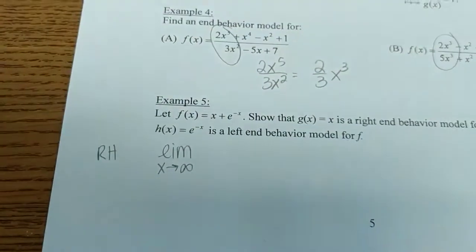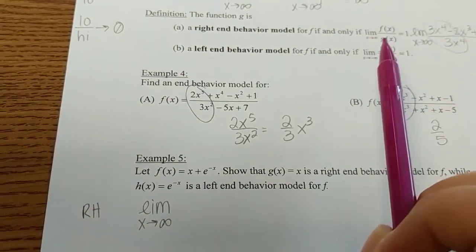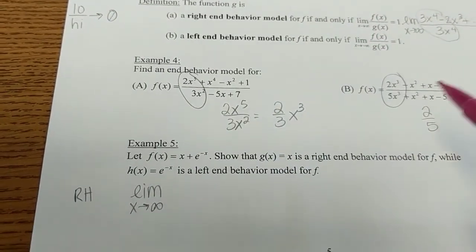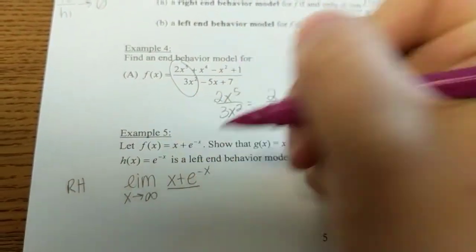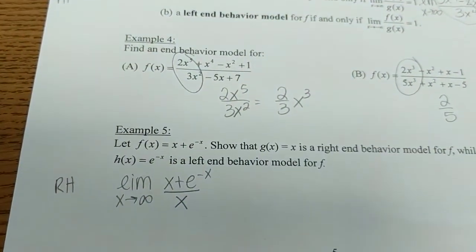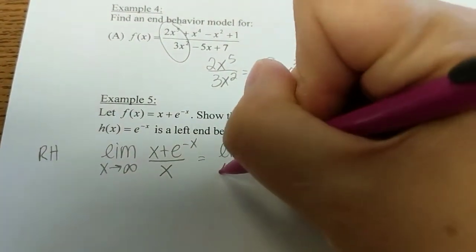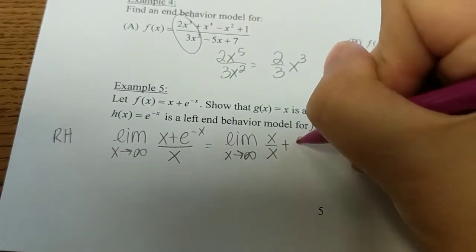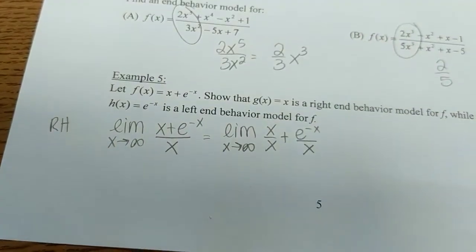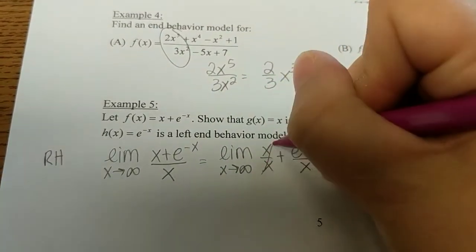So let's do the right end behavior model first, the right-hand model. So we're going to do the limit as x goes to infinity, and they said to put f divided by g. So I'm going to do f of x, x plus e to the negative x, divided by x. Now I'm going to break that limit up. Notice I carry that limit notation all the way through. Now x divided by x, that's 1.